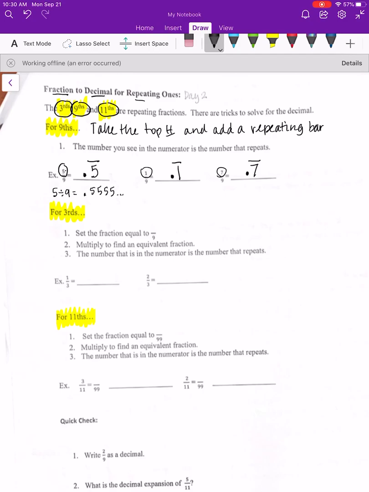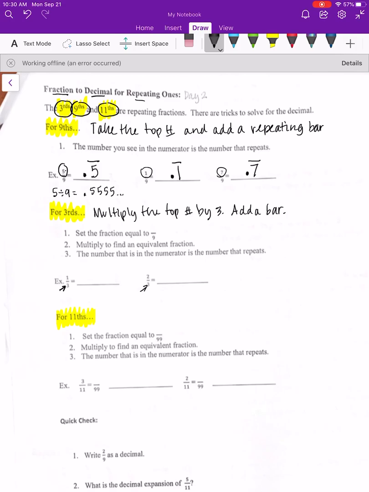So now let's do the thirds. The thirds, the trick is multiply the top number by 3, and then again add a bar. And I'm not going to say repeating bar, but you know that's what I'm talking about because these are repeaters. So these are for the thirds. So you can see in the denominator, they both end in 3.